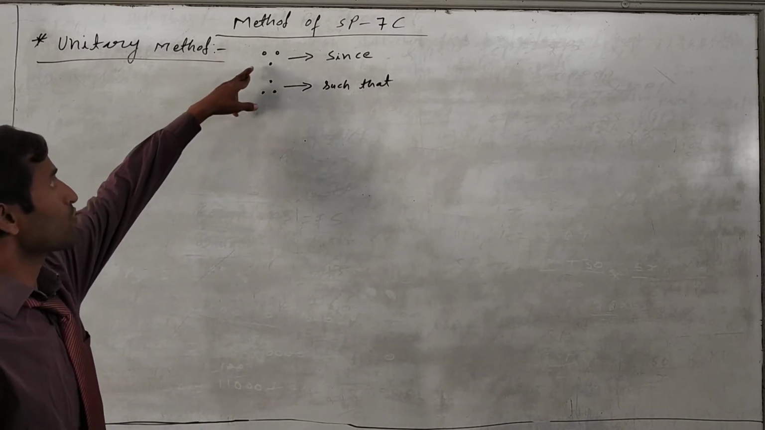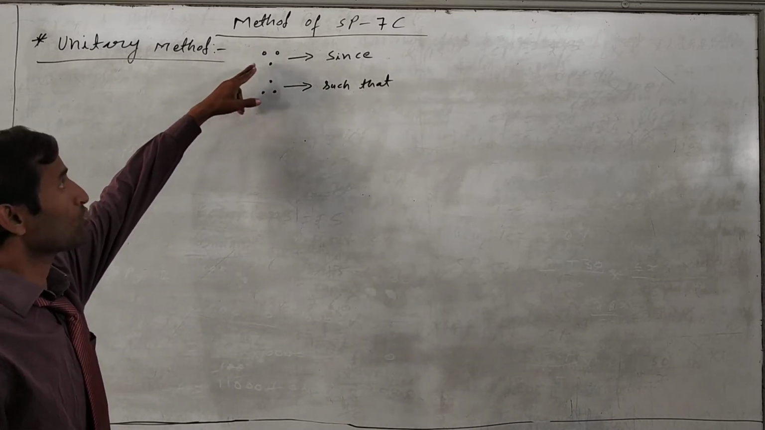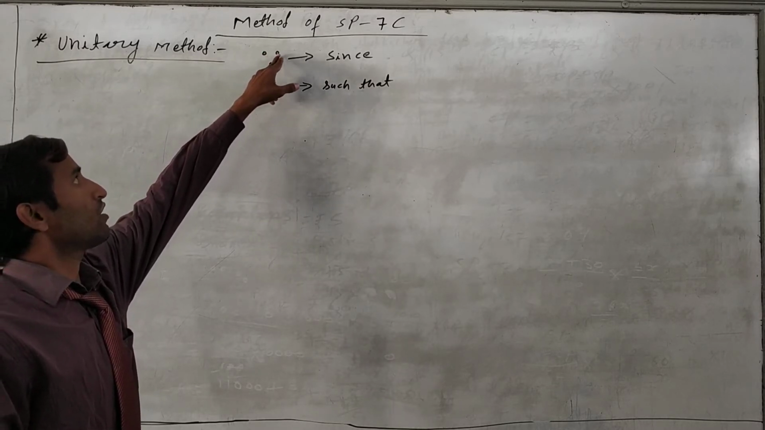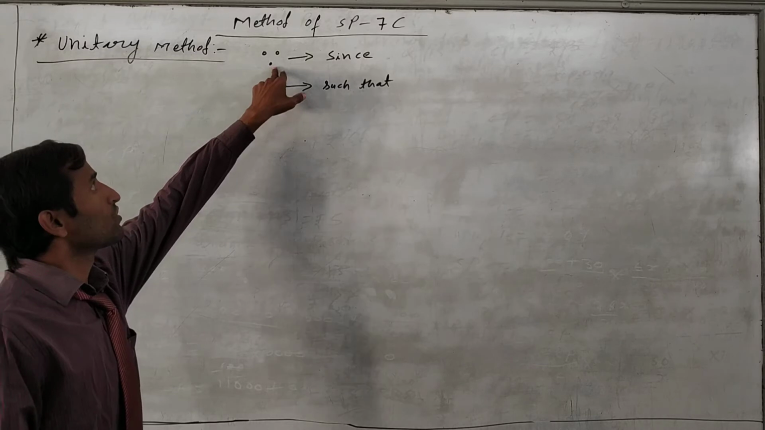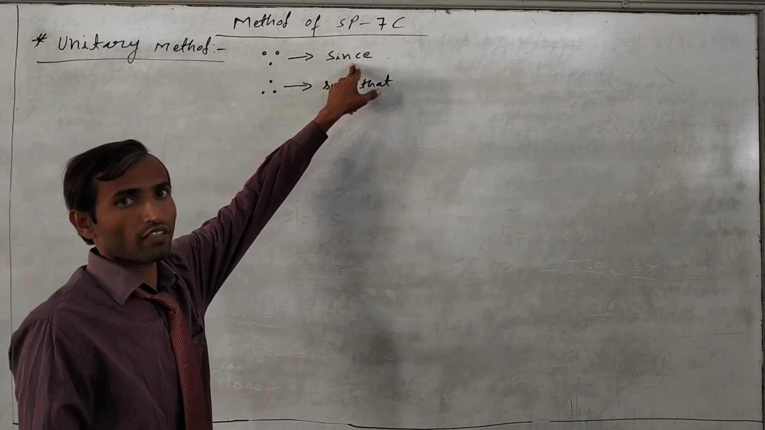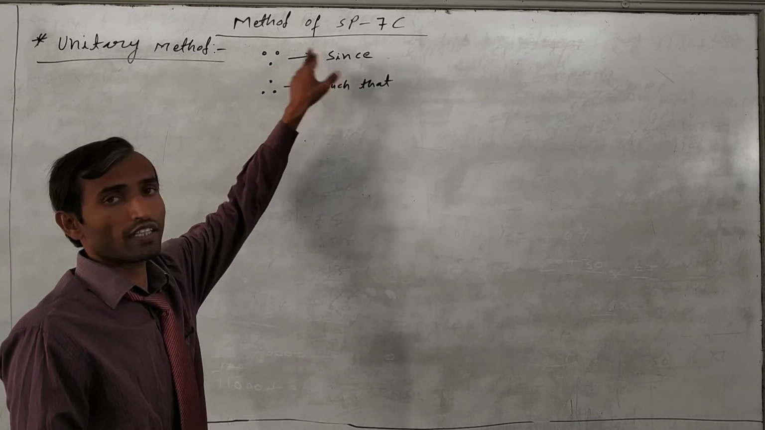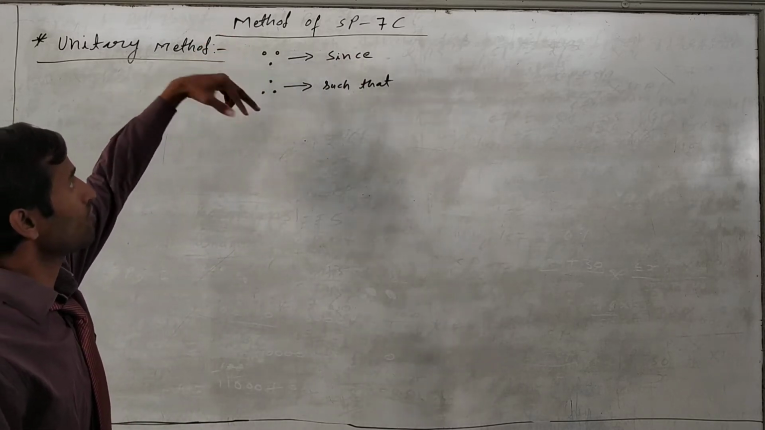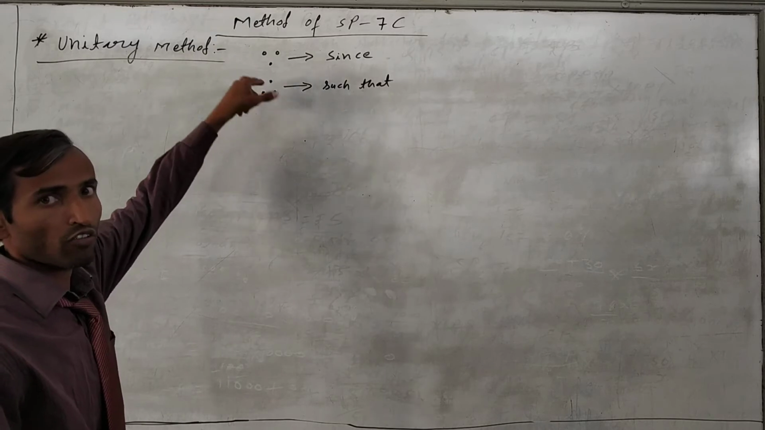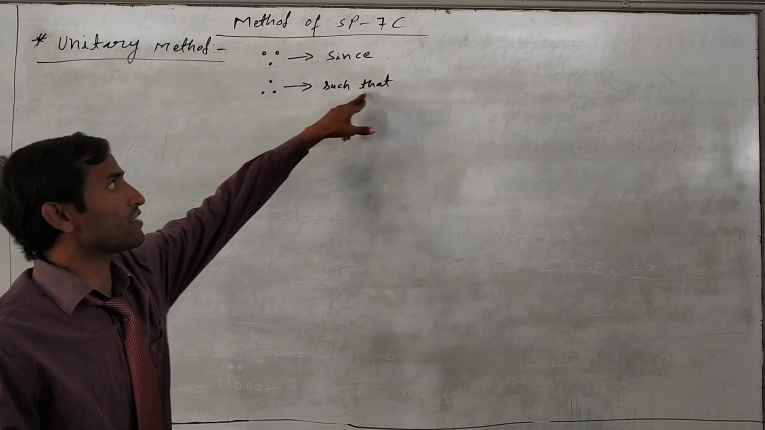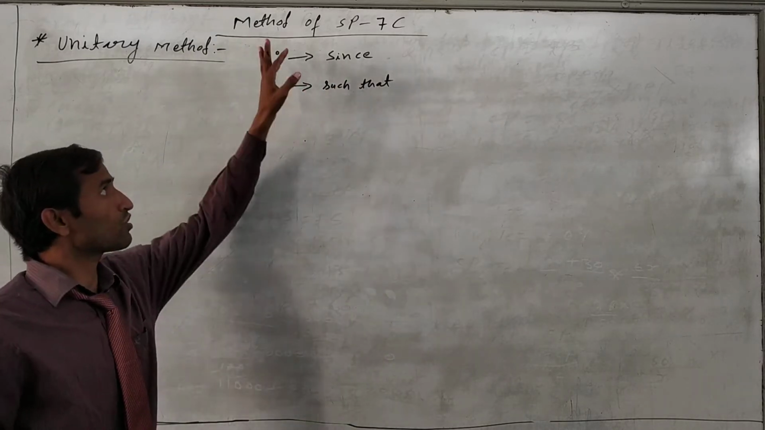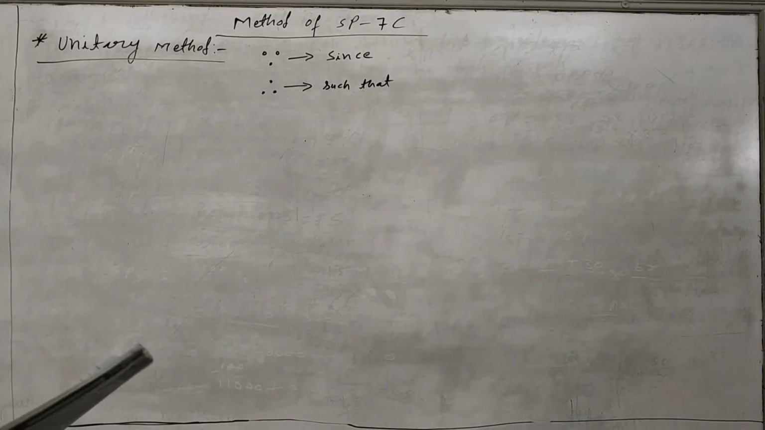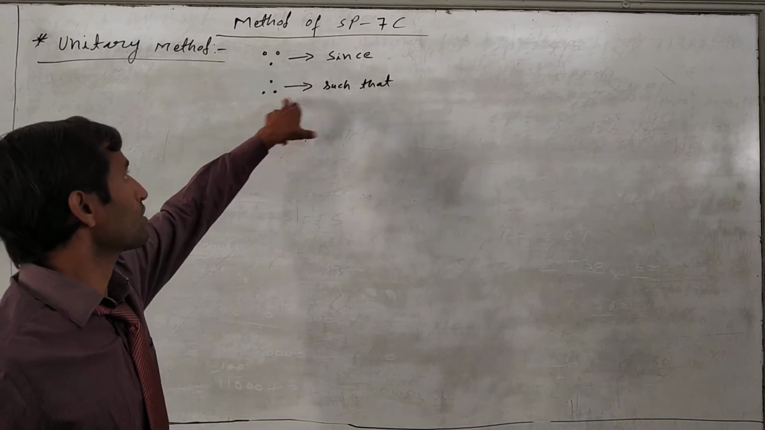In most of the questions we will use this symbol, with two dots, one upper and one below. This is called "since". Just opposite of this, invert it, with two dots below and one dot above. That is called "such that". I will use this symbol in most of the questions, that's why I have explained it. This one is "since" and this one is "such that".